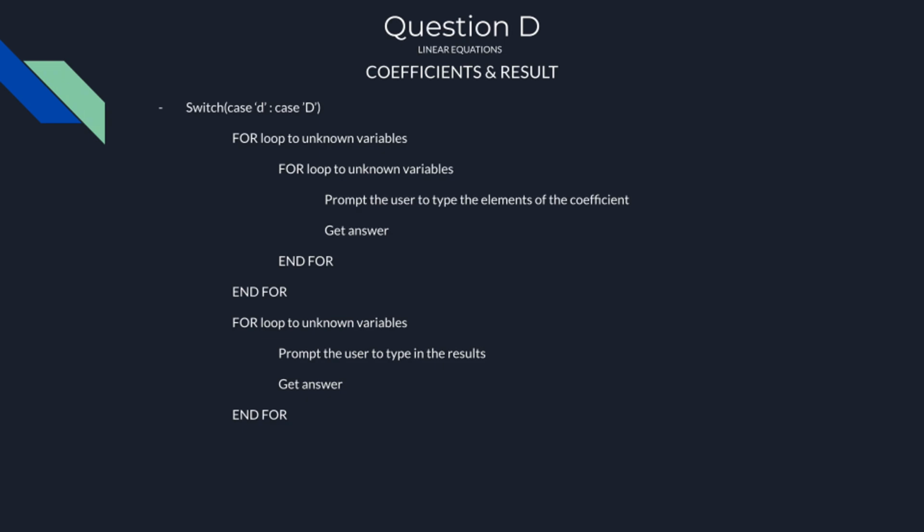And after that, you can prompt the user to type in the coefficients, right? So this is the linear equation we're talking about, and you want to get the coefficients, which are the numbers in front of the variables, right?